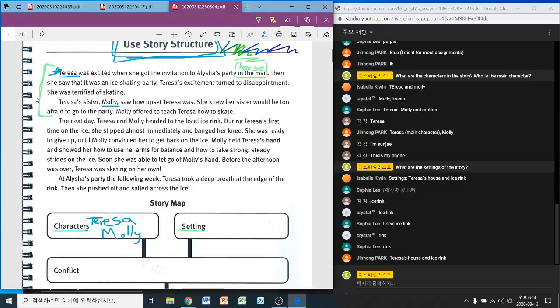I'm going to erase this over here. And then our second one here, right? The local ice rink. Now this one here, we also have Alicia's party. We think maybe this is also at the local ice rink because this is also the rink. So this is the same. So Teresa's house. I'm just going to write T because it's hard to write on the computer. Teresa's house and the ice rink.